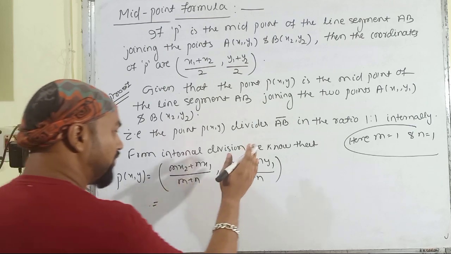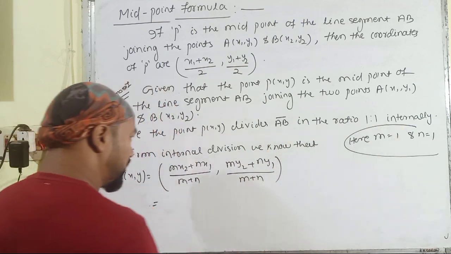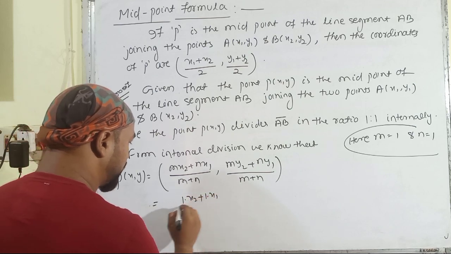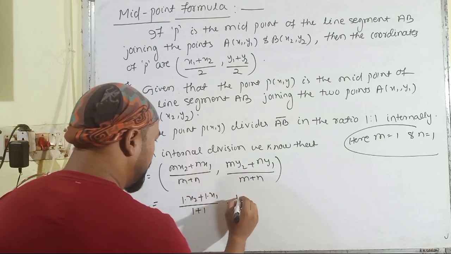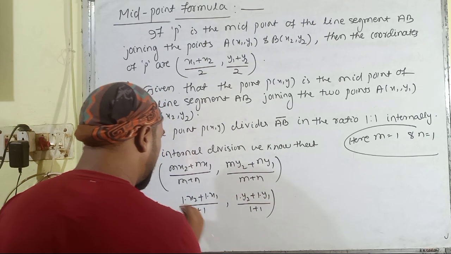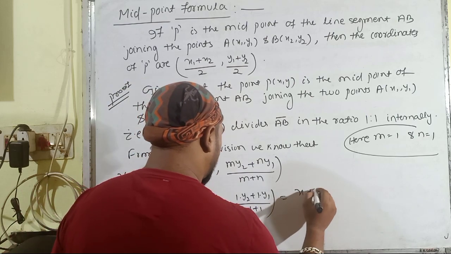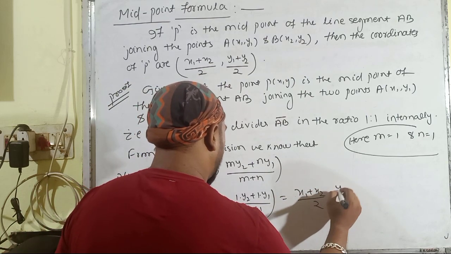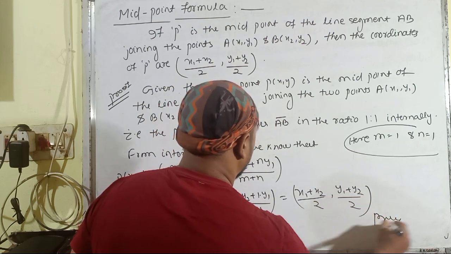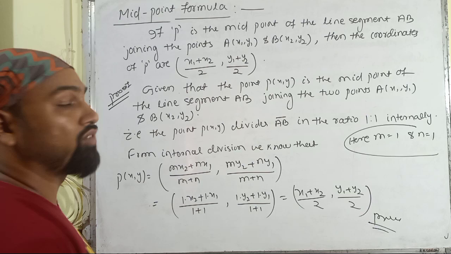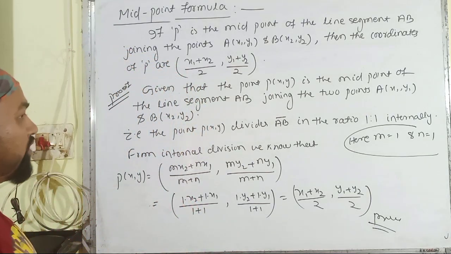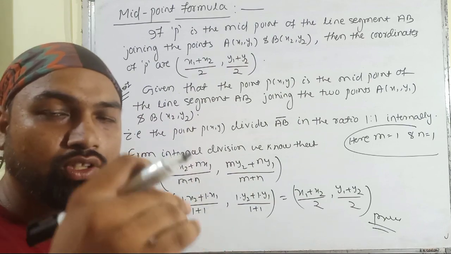By substituting the values of m and n, 1 into x2 plus 1 into x1 divided by 1 plus 1, 1 into y2 plus 1 into y1 divided by 1 plus 1, it is (x1 plus x2) divided by 2, (y1 plus y2) divided by 2, and here it is the proof of the midpoint formula from the internal division. After the completion of this midpoint formula, let us solve one problem based upon the midpoint formula.